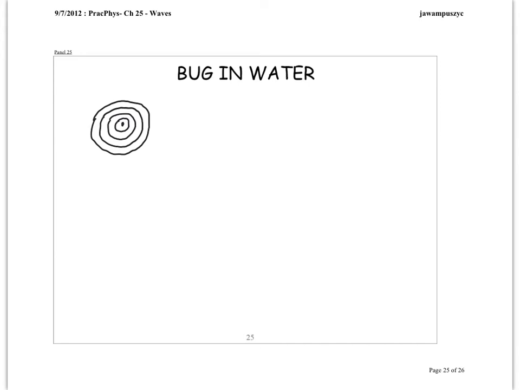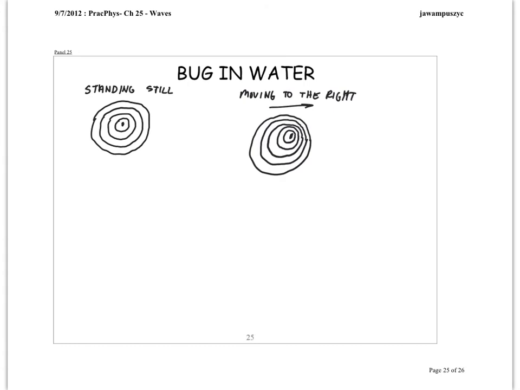If the bug is moving to the right, then basically he's chasing the waves that are moving out to the right. And you wind up getting circles that aren't centered on the bug. You notice how the waves here are closer together. The waves behind the bug are farther apart. In essence, he's chasing the waves that he's created in this direction, and he's running away from the waves that are behind him. Remember, the bug is moving to the right.